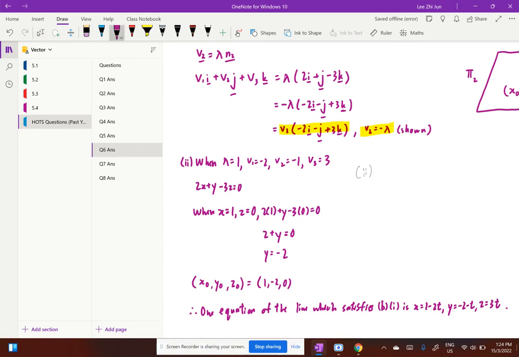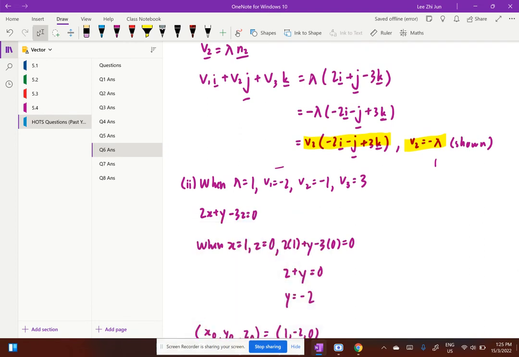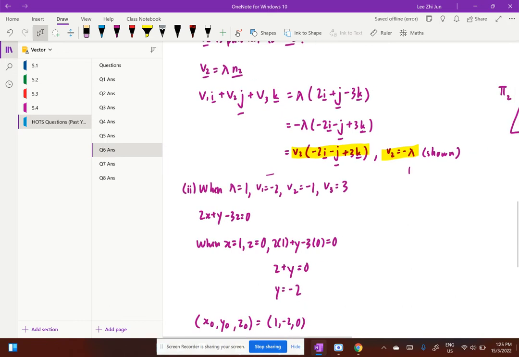For this, find one example of the equation that satisfies this b1. Now I explain why I get this negative come out. Because I want to get the lambda as 1, so it is easier to do the back one. So when the lambda is 1, v1 will be negative 2, v2 will be negative 1, this negative 1 equals negative 1, so v3 equals 3.